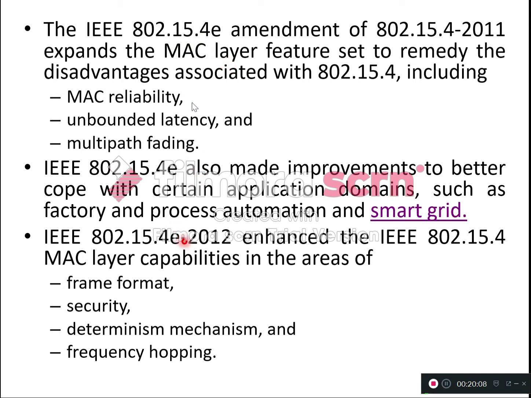802.15.4e also made improvements to better cope with certain application domains such as factory and process automation. So some other improvements were also made with the E version for application domains such as factory and process automation and also the smart grid. So what is the smart grid? It is an interesting feature. I added a video here. So let us watch this video to understand what the smart grid is.